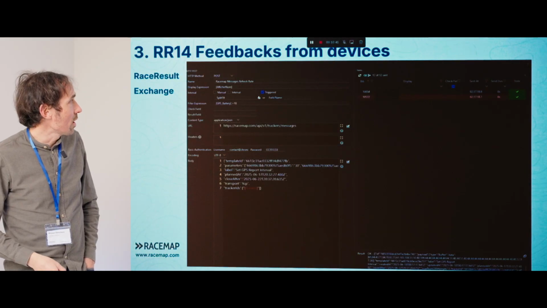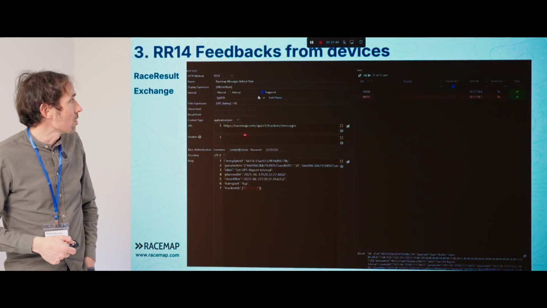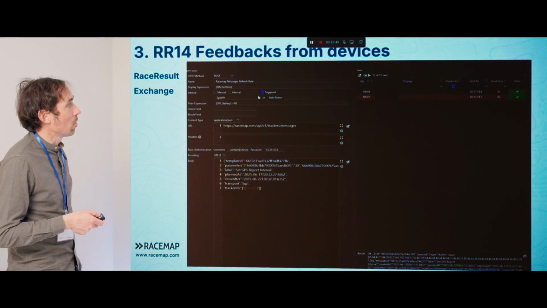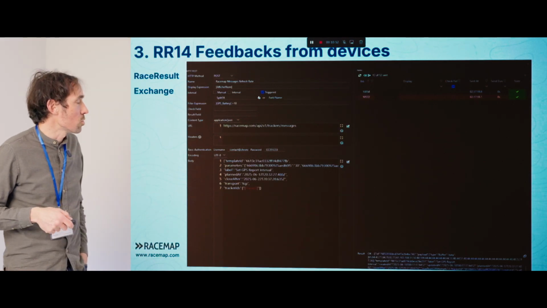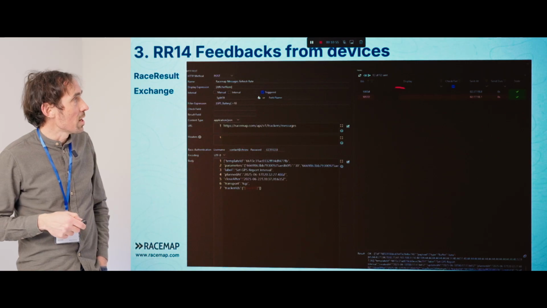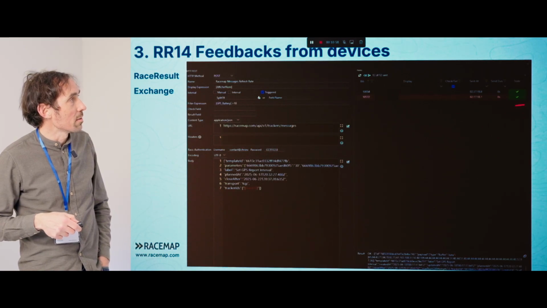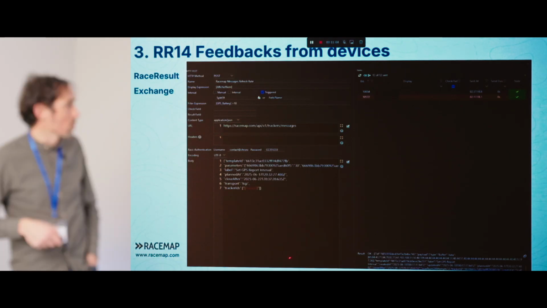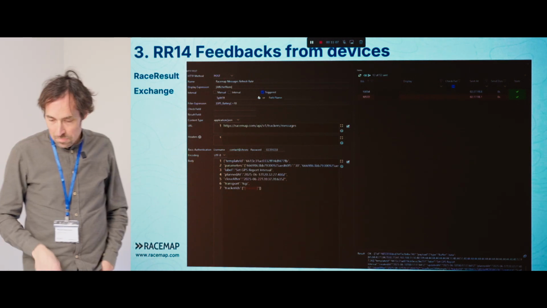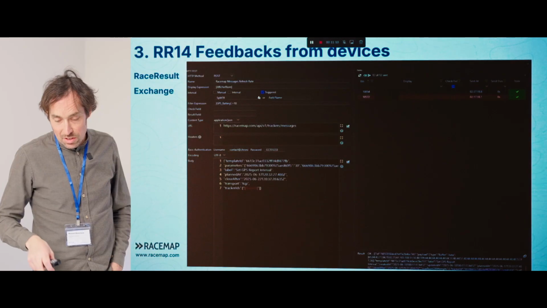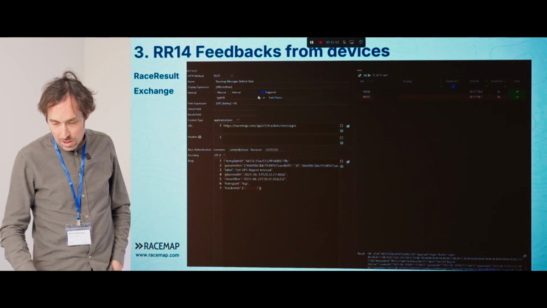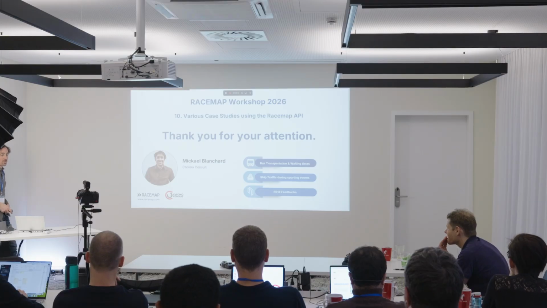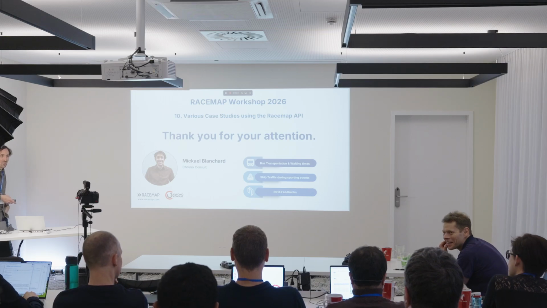Race Result Exchange, it's quite easy. You can just put the RACEMAP message API into the URL field, with the template as Carl showed you previously, and you have a right panel with who receives the message and a green checkbox or red checkbox if you receive the result of the push. So you can send any message to any device using Race Result 14 and Race Result Exchange. And it was done. Okay. It was quite short, but the day is long.